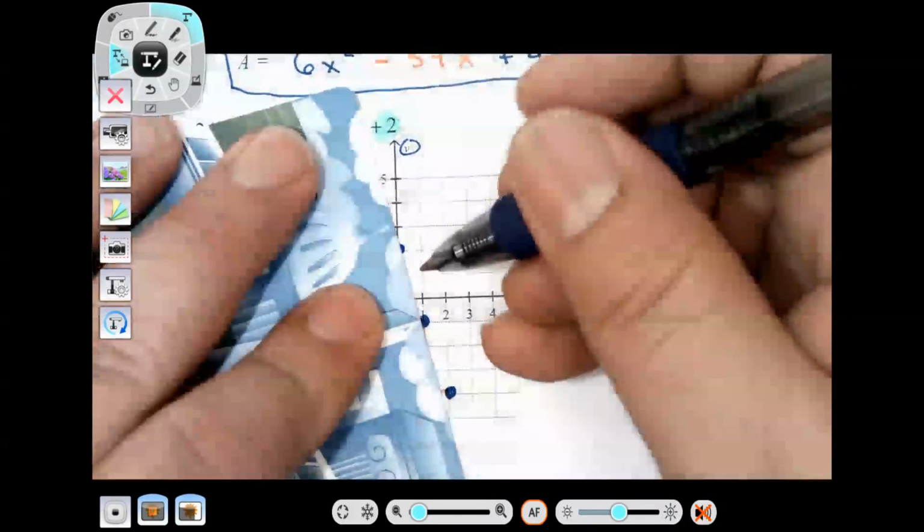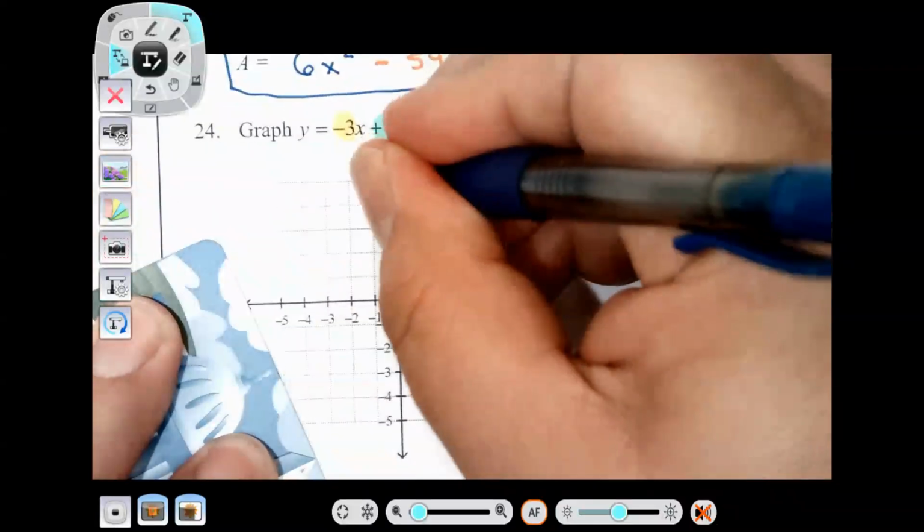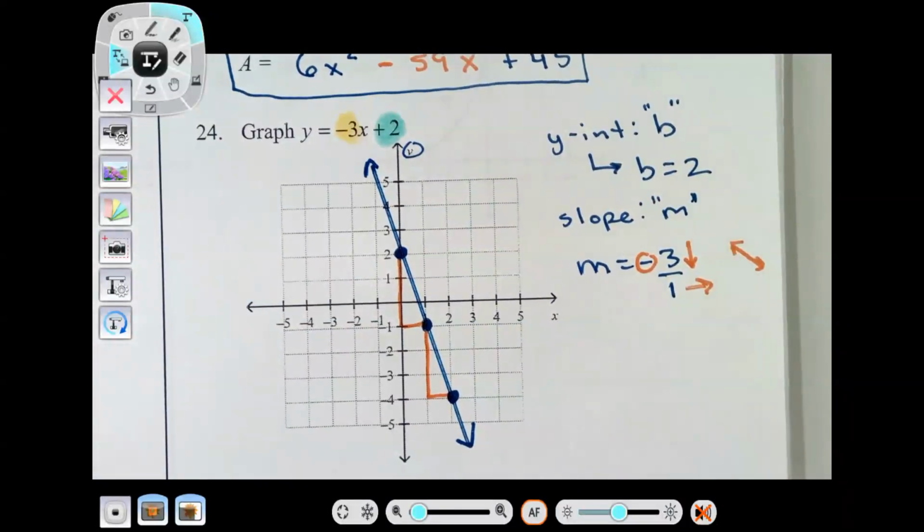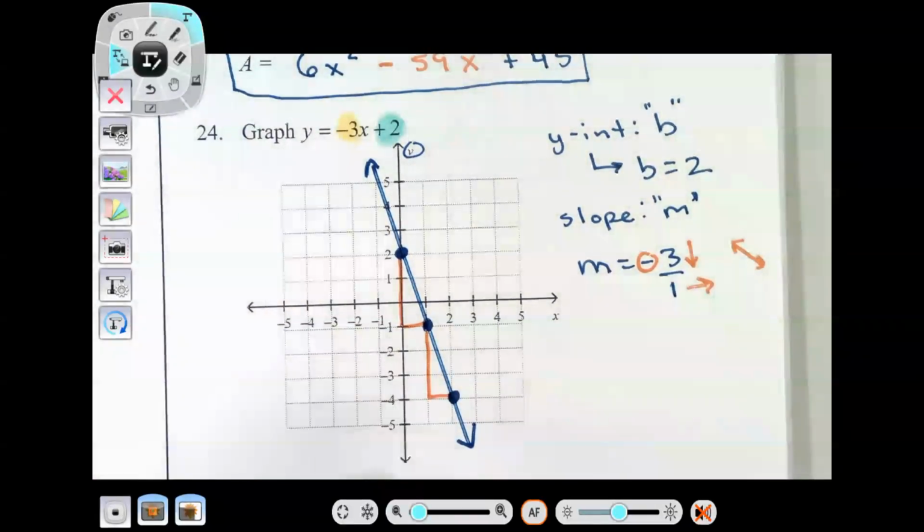Take any card, ID, whatever you have available. Old gift card, something. And there's my graph of the line.